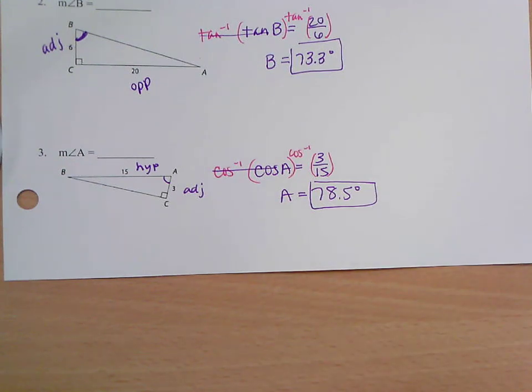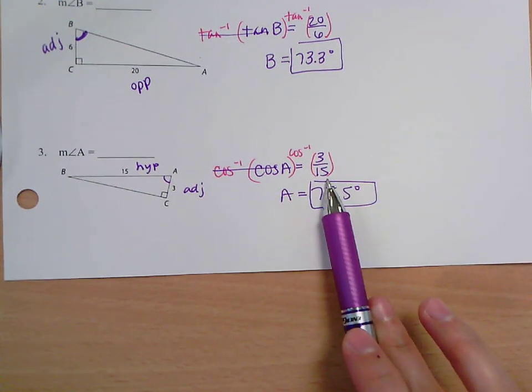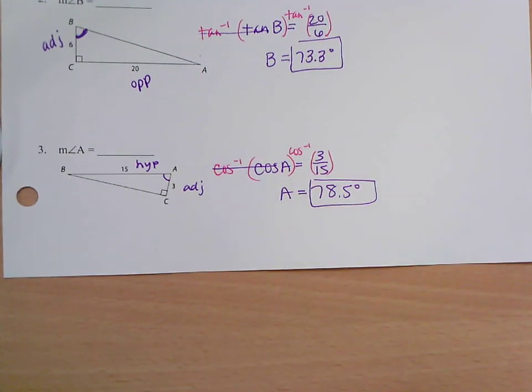Just to double check, because I think we're all good, make sure you had cosine of A is 3 over 15, inverse cosine 78.5 degrees.